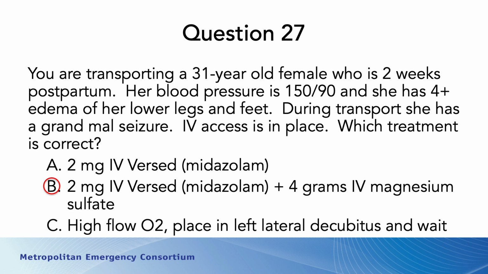I think if you look at option C, it is partially correct. We are going to put this patient in low flow or high flow oxygen. Part of the treatment for preeclampsia and eclampsia is to put the patient in a left lateral decubitus position, but we're not going to wait. We're going to treat the seizures. So for me, B is the best option, with the first two parts of option C also being acceptable. We're just not going to wait. So answer B is the most correct at this point.